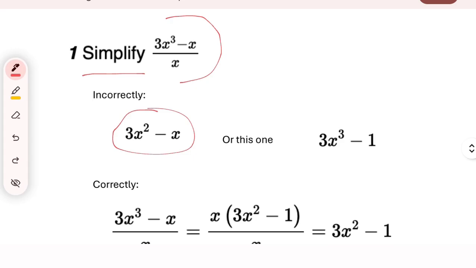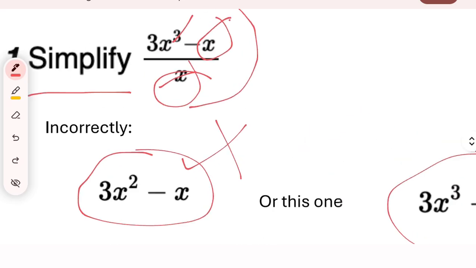What happens is some students would cancel the x in the denominator with one of the x's in the numerator. So what is left would be x squared, because one of the x's was cancelled by the denominator. So what is left is this, which is wrong. This one could be a possible answer too, but it is also wrong. Why? Because students would cancel out this x and this x. I want you to remember that you can never cancel this kind of terms.